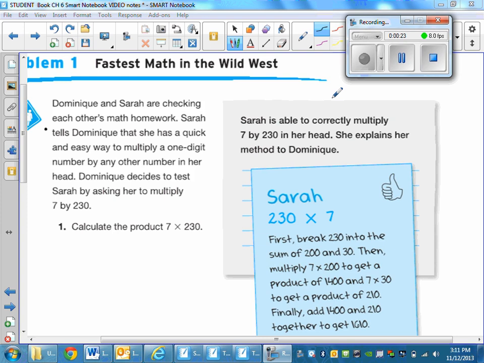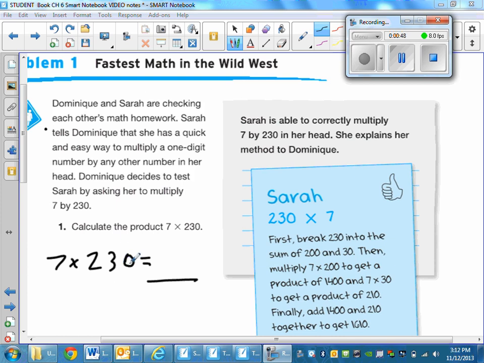The fastest math in the Wild West. Dominic and Sarah are checking each other's math homework. Sarah tells Dominic that she has a quick and easy way to multiply a one-digit number by any other number in her head. Dominic decides to test Sarah by asking her to multiply 7 by 230. Calculate the product 7 by 230. So go ahead and do that now.